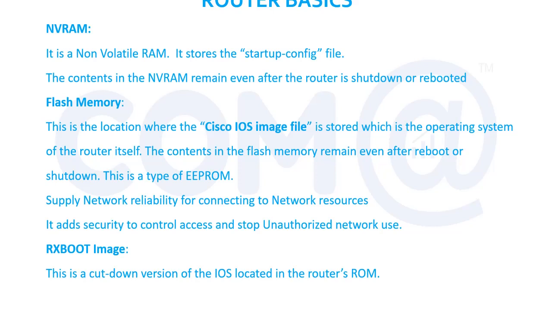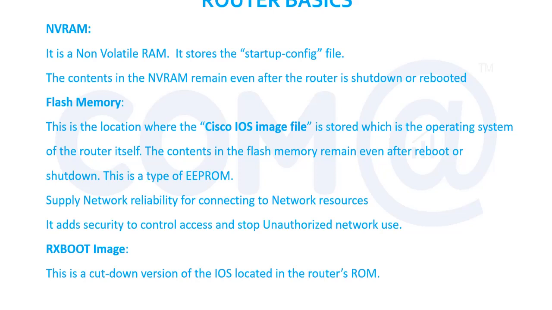Next is flash memory. This is the place where we store the Cisco IOS image, like our operating system, Windows 10 or Linux. Cisco stores the file as an IOS image file. It will be in binary format, and this is stored in the EEPROM flash memory, electrically erasable programmable read-only memory. So you can flash it whenever you have a change in the IOS. So the version is fixed. The firmware is fixed by Cisco.